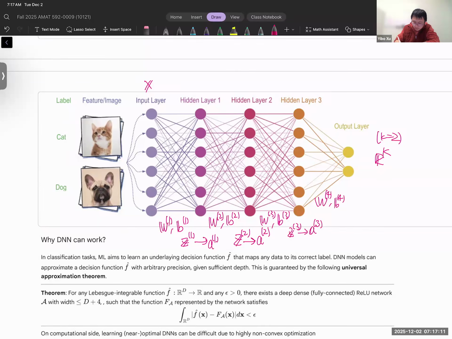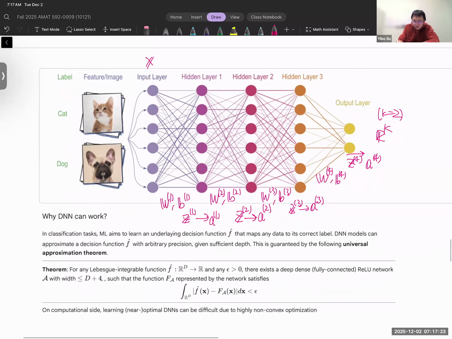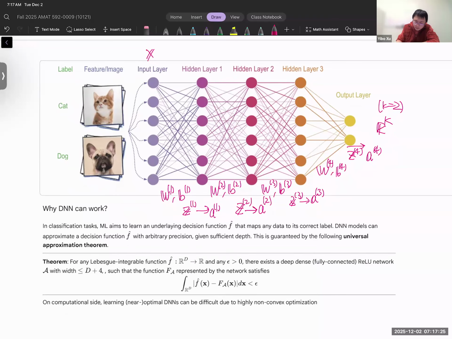Okay. Finally, that's my pre-activation Z4, and then I need to activate. That's going to be A4, right? So now, we have three hidden layers. It tells you overall we have 3 plus 2, that's 5 layers. And we have the intermediate parameters, okay? That's W1, B1, all the way to W4, B4.